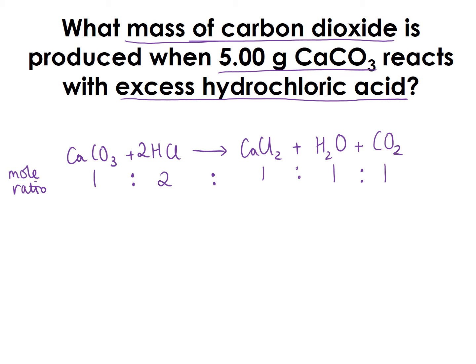We also know something about the mass. The mass of calcium carbonate is 5.00 grams. We don't know the mass of HCl, but we know it's in excess, so that's irrelevant. We don't need that one. We're not asked about calcium chloride or indeed water, but we are asked about carbon dioxide, and we're asked to calculate the mass of that, which I'm just going to call X for now.